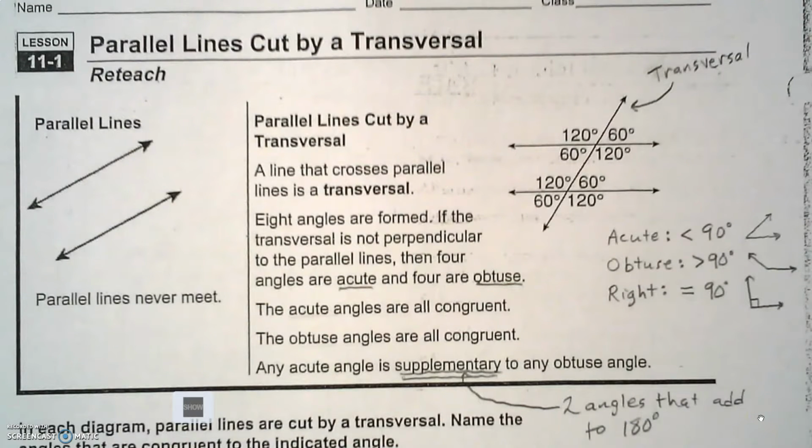Our geometry unit continues, and you see this is different than what we've been looking at. So we were going to talk about parallel lines and something called a transversal.